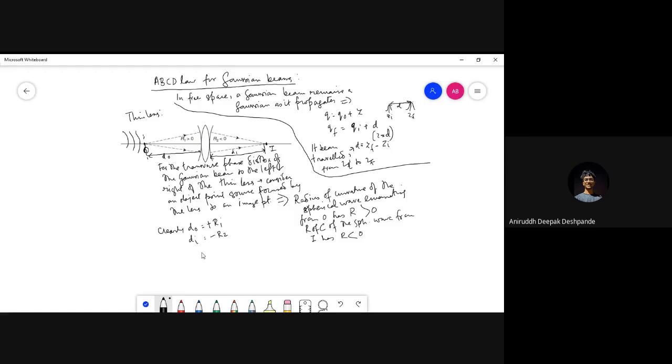Sir, I understood why R is positive and negative, but why did you say D naught is positive and DI is minus? I basically mean the magnitude of the distance. Yes, that's what I'm saying, but I didn't understand the sign convention of the D part.